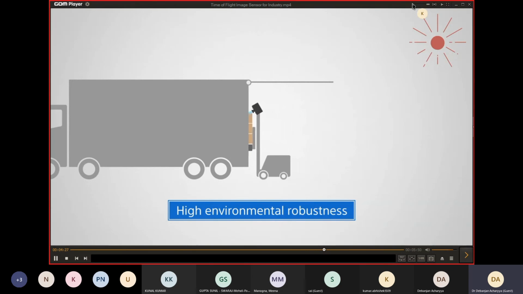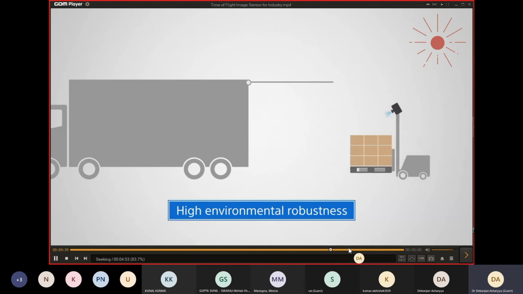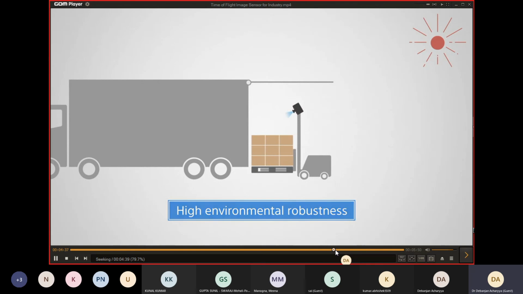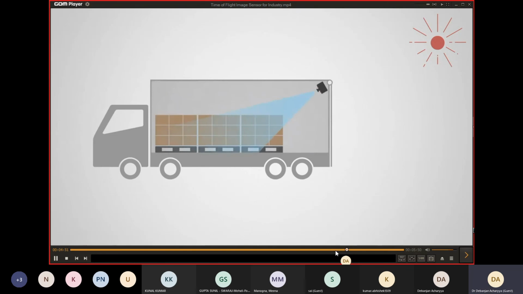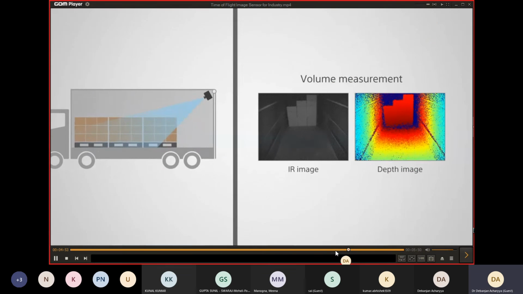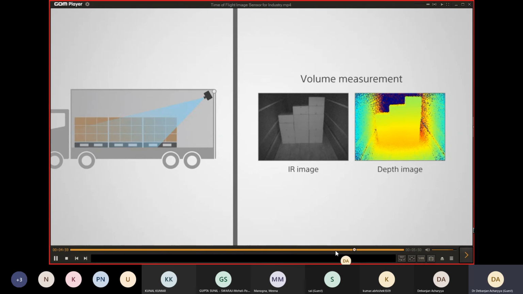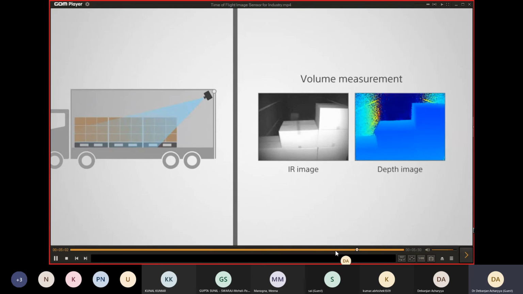Sony's TOF sensor has high environmental robustness and is not easily affected by sunlight. This allows it to assist vehicles to avoid obstacles both indoors and outdoors. Loading is finished and ready for shipment. A TOF camera uses laser light itself. Therefore, it can work even in dark spaces. A TOF camera can be used to real-time monitor the volume of cargo inside a truck to realize efficient transportation planning.